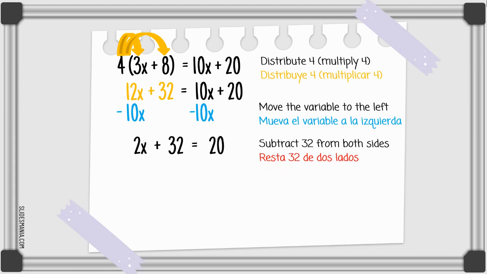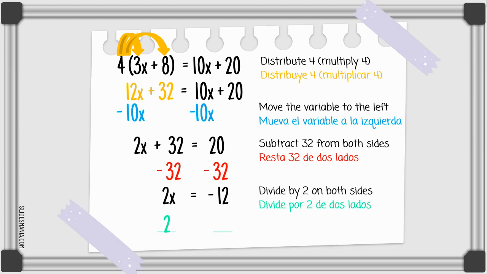Subtract 32 from both sides. Resta 32 de dos lados. Finally, divide by 2 on both sides. Divide por 2 de dos lados. X is equal to negative 6.